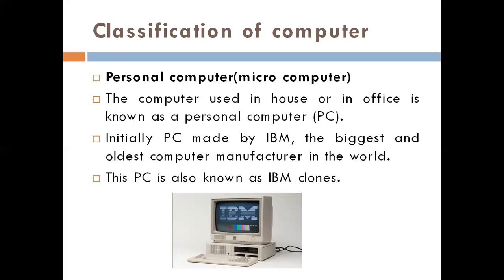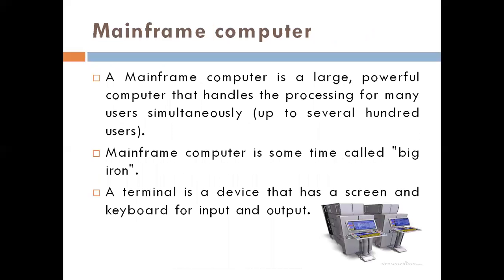The first one is the personal computer. It is also known as a microcomputer. The computer used in house or in office is also known as a personal computer. Initially the PC was made by IBM, the biggest and oldest computer manufacturer in the world. This PC is also known as an IBM clone.